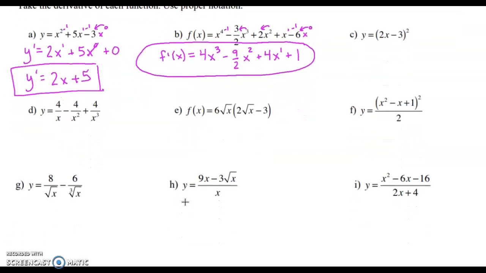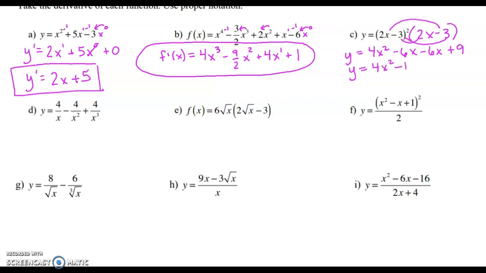Okay, so let's continue. On part C, in order to do a quantity squared, because this is more than just x, you actually have to write out two of these terms and simplify it first. So we get 4x squared minus 6x plus 9.